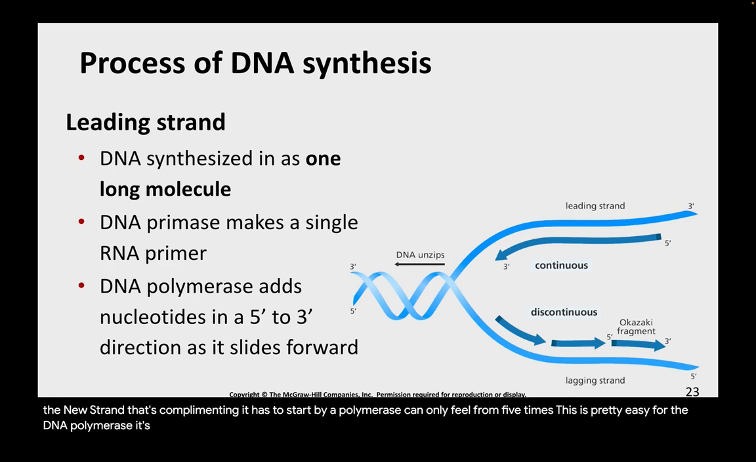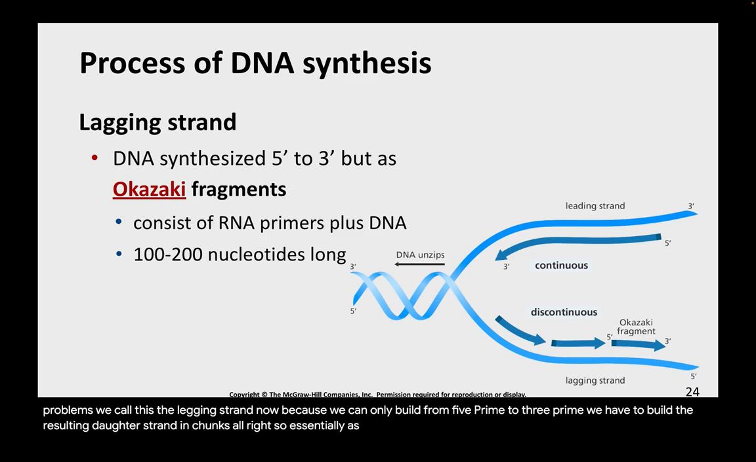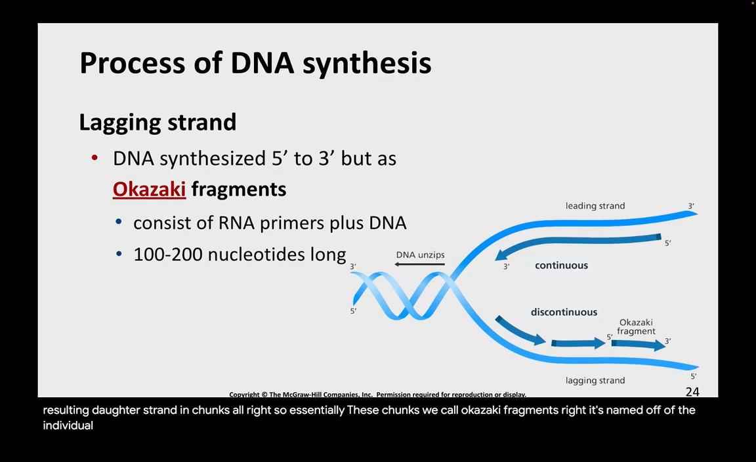It's the other side of the strand, remember that's opposite, so now we have the 5' end sticking out. That creates problems. So we call this the lagging strand. Now because we can only build from 5' to 3', we have to build the resulting daughter strand in chunks. So essentially, as it unzips, we're going to come in, build a chunk. We're going to wait for more to unzip, come in, build another chunk. These chunks we call Okazaki fragments. It's named after the individual that discovered these fragments.